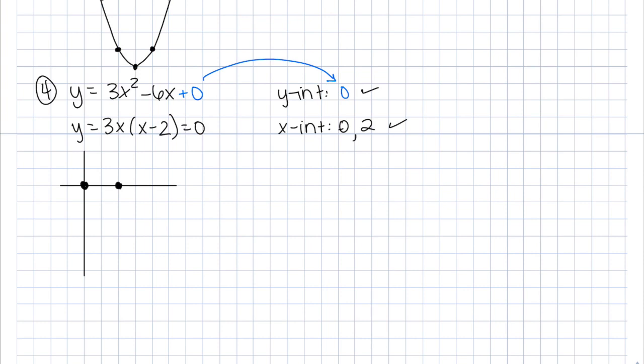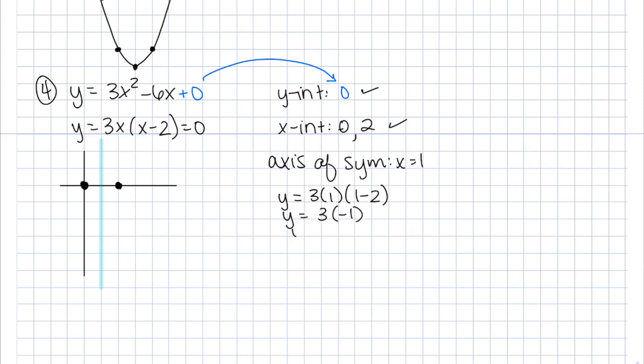My axis of symmetry, we said, was right between the two, so there's only one thing that's right between them. So that means that my axis of symmetry is x equals 1. Okay, well, I can plug that in. I'm actually going to plug it into this factored form, so it's a little bit easier to solve. So we get y equals 3 times 1 is 3, and 1 minus 2 is negative 1. So y equals negative 3.